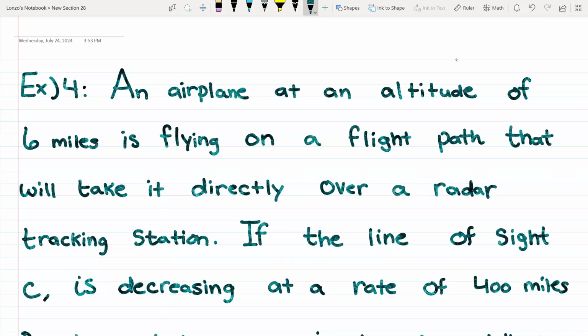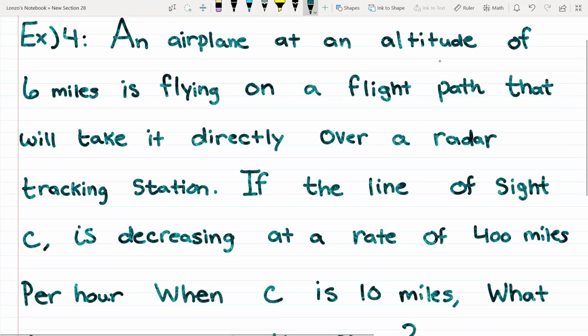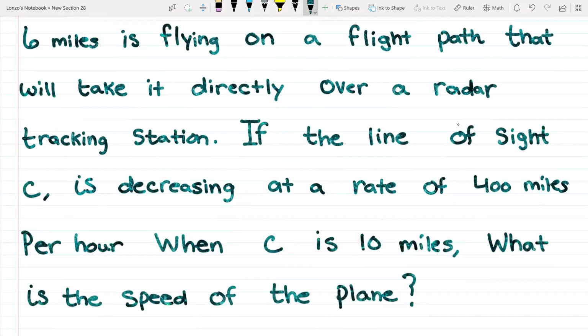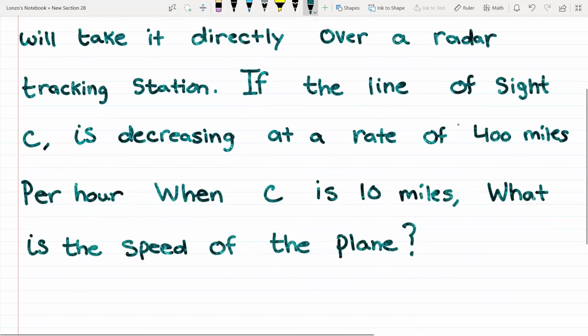Hello, in this video I will do example 4 of a related rate word problem. Example 4 states: an airplane at an altitude of 6 miles is flying on a flight path that will take it directly over a radar tracking station. If the line of sight c is decreasing at a rate of 400 miles per hour when c is 10 miles, what is the speed of the plane?